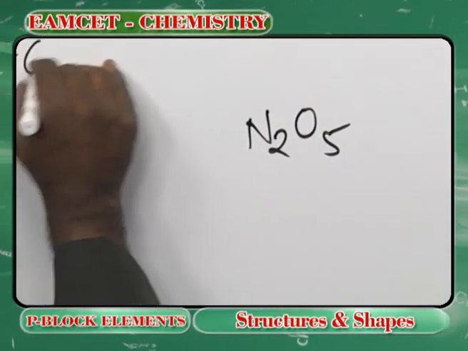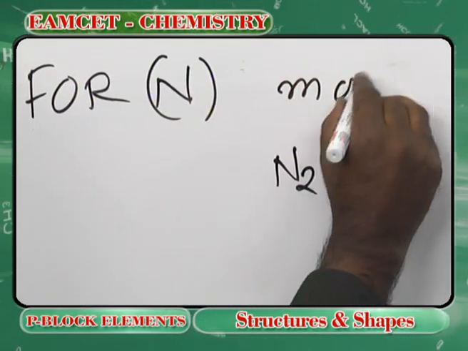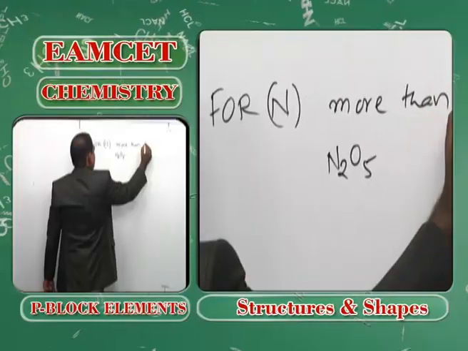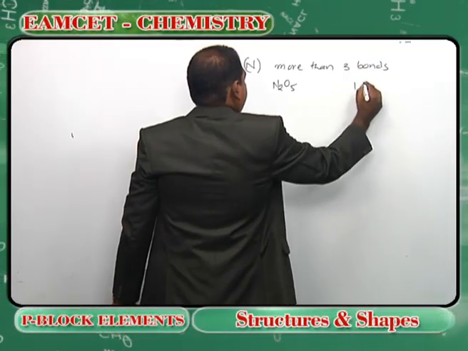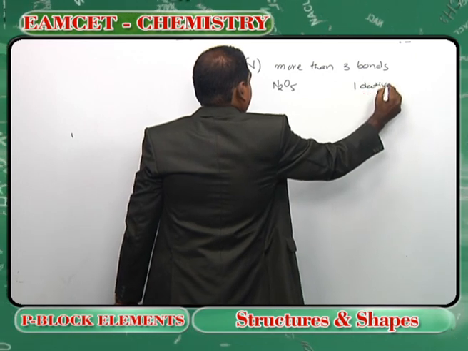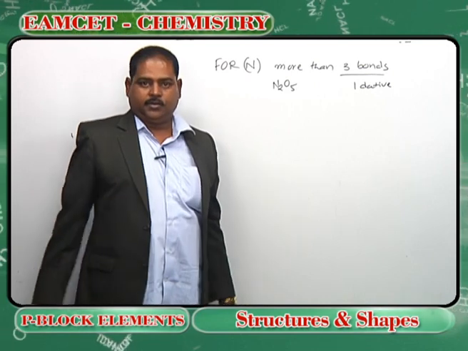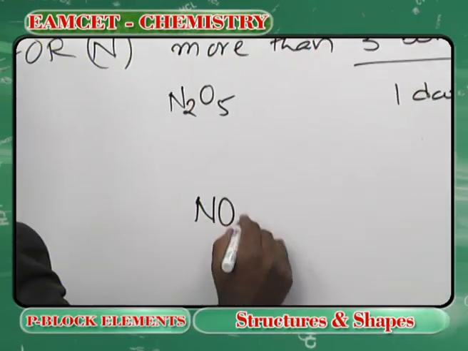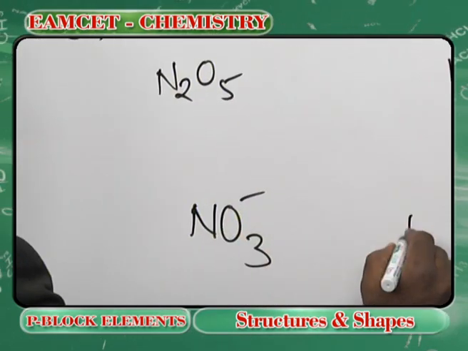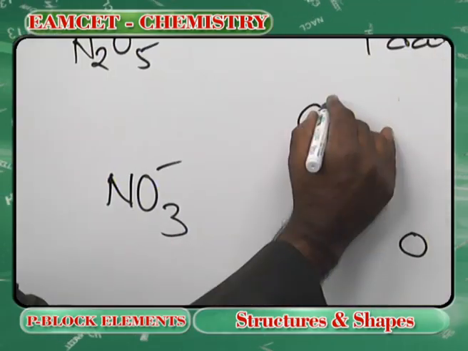For nitrogen, more than 3 bonds, there should be 1 dative bond, coordinate covalent bond, when nitrogen has more than 3 bonds. Suppose you need to draw the structure of NO3 minus. 1 nitrogen, 3 oxygens, one of them is a minus.